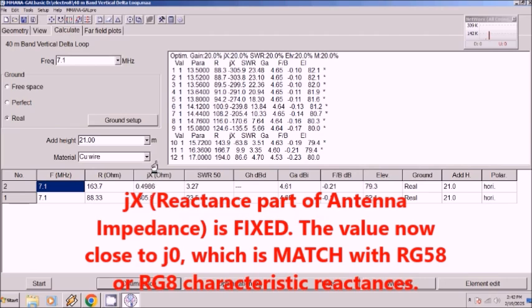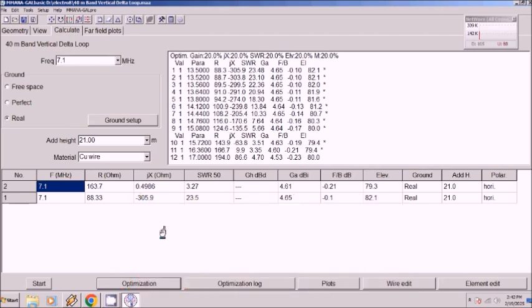Okay, JX, it is 0.4986. This is very close to the J0, which is the characteristic reactance of commonly used coaxial cable like RG58 or RG8. This variable is very close to 0. Okay.